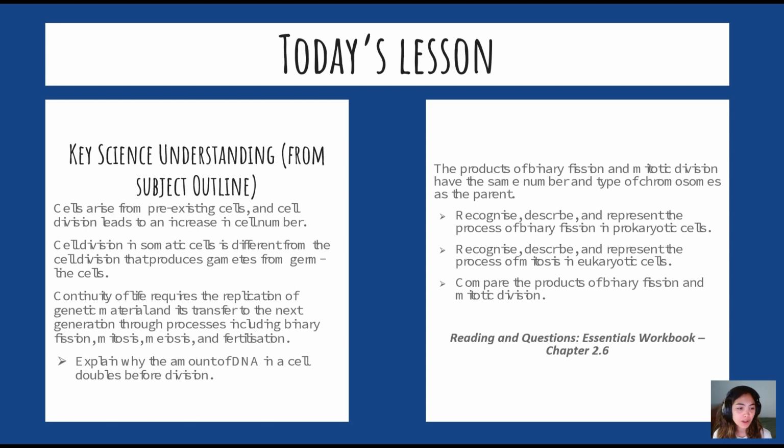Cell division occurs in somatic cells, and this is different from those that are produced by gametes and germline cells. Continuity of life relies on the replication of genetic material and transfer to the next generation, and this can be through the process of either binary fission, mitosis, meiosis, and fertilization. And then, of course, the products of binary fission and mitotic division have the same number and type of chromosomes as the parent. So these all are in the Essentials Workbook, Chapter 2.6.